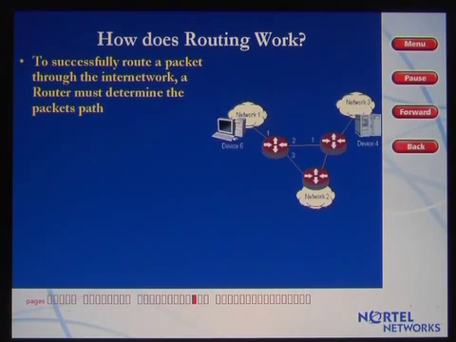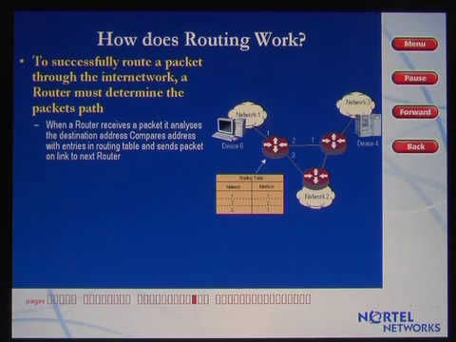To successfully route a packet through the internetwork, a router must determine the packet's path. Let us look at an example of how a routing network achieves this. Assuming that device 6 of network 1 wishes to pass data to device 4 of network 3, device 6 will generate a network layer packet.